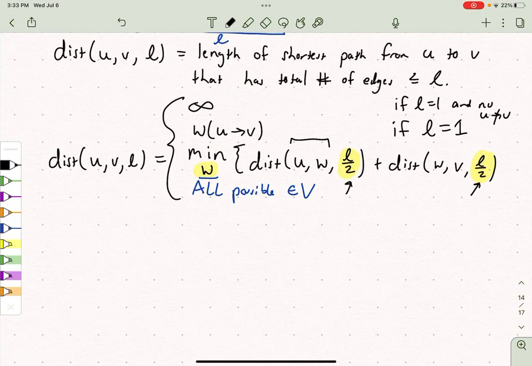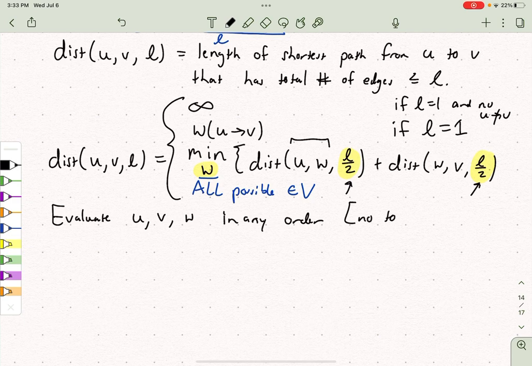So ultimately, the order of u and w doesn't actually matter, and similarly for w and v. So we can evaluate u, v, w in any order. We don't have to use a topological order or post order. It doesn't really matter.